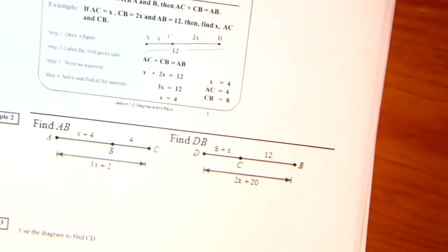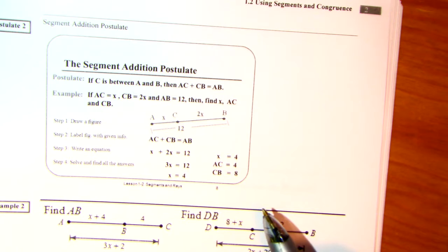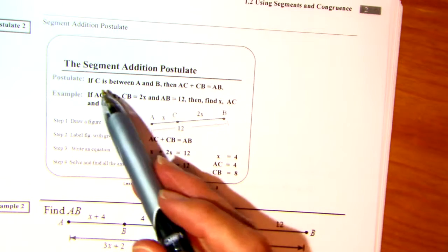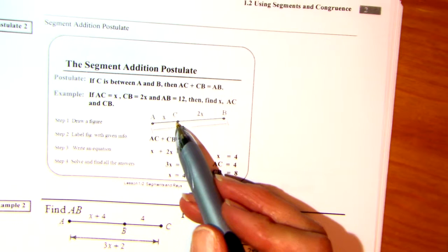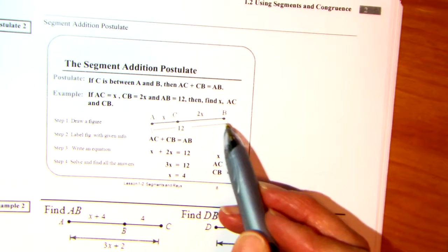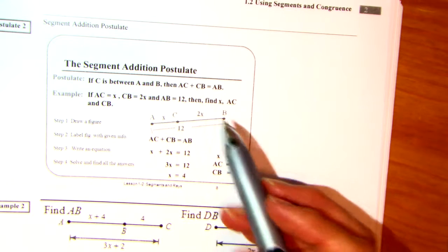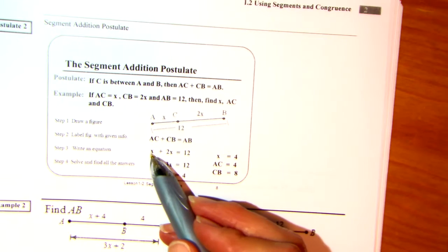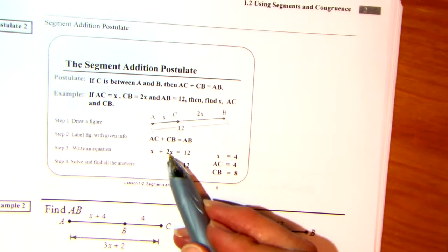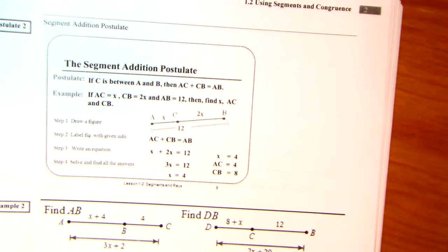All right, next page. Segment addition postulate. All right, here it is. I kind of led you to it with the last example. If C is between A and B, that means AC plus CB equals AB. So C here is between A and B. You're going to take this part plus this part, which will equal the whole thing. So using a little algebra in our geometry, AC is x, CB is 2x, the whole thing is equal to 12. Combine them and solve.